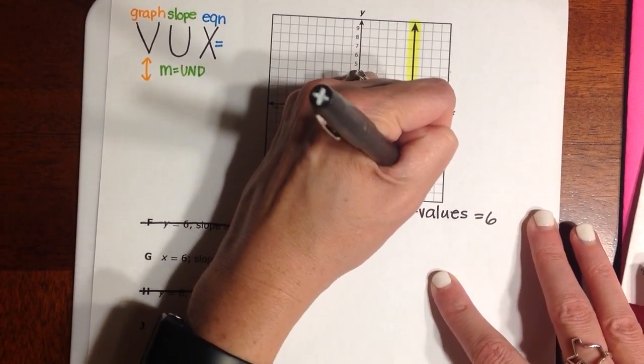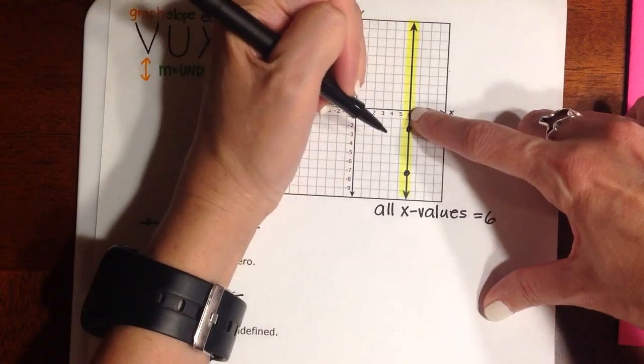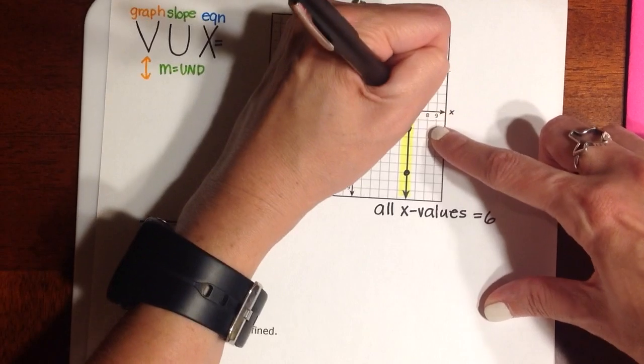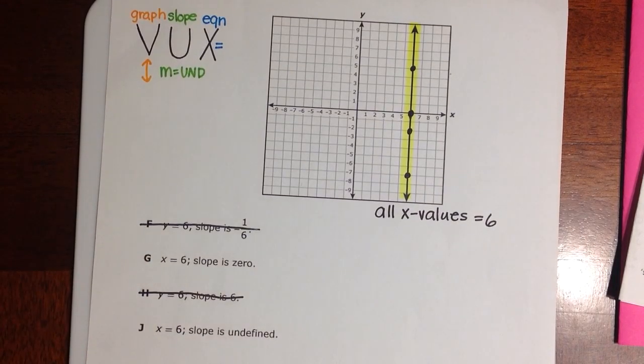If I'm here, guess what my x value is? 6. If I'm at this ordered pair, guess what my x value is? 6. If I'm here, guess what my x value is? 6. So see, it doesn't matter what ordered pair you're on that vertical line, your x values are always 6. That's why x equals 6 is the equation.